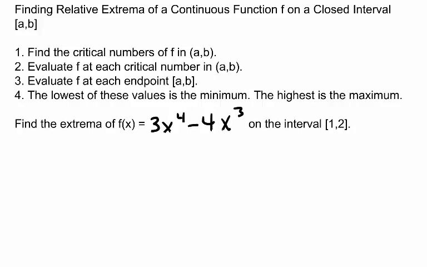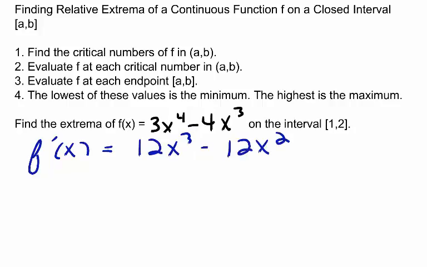To begin, we take the first derivative of our function. So f prime of x is equal to 12x cubed minus 12x squared. We find our critical values by factoring this derivative and using the zero product property to solve for x.